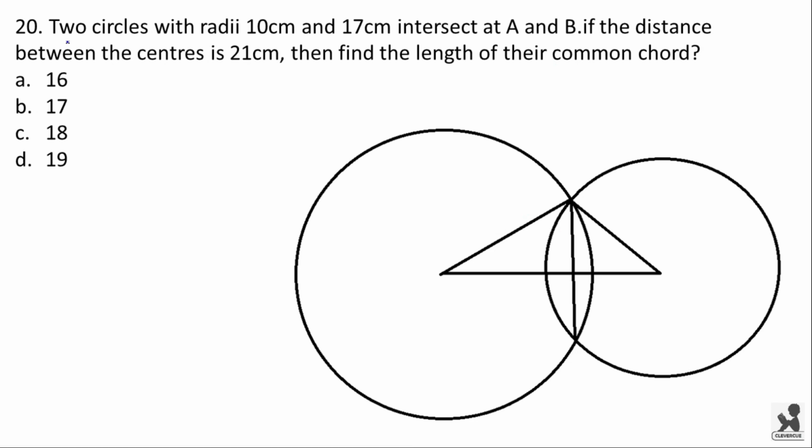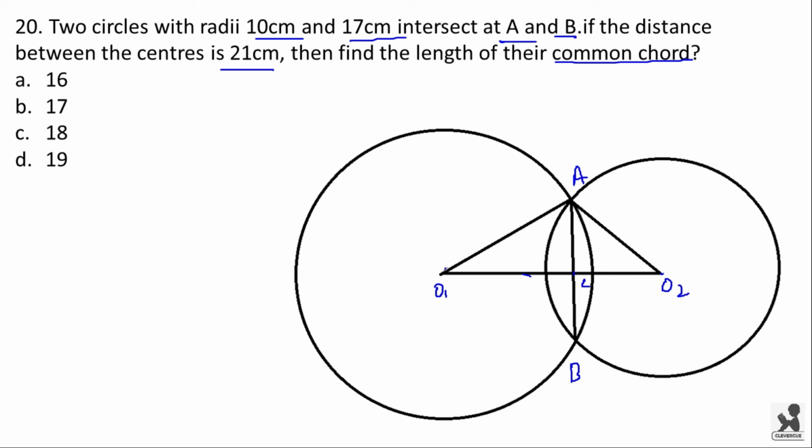Moving to the next question. Two circles with radii 10 centimeters and 17 centimeters intersect at A and B. So here this is point A and this is point B. If the distance between the centers is 21 centimeters, find the length of the common chord. Here this point is O1 and this point, the center, be O2. Now let the intersection point of the common chord and the line connecting the centers be C.